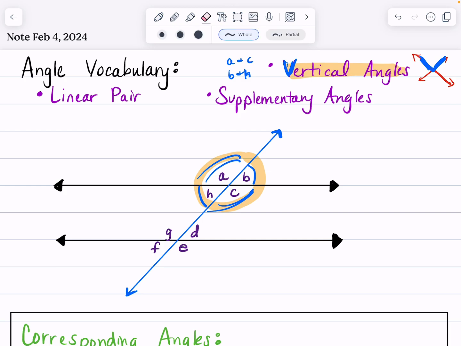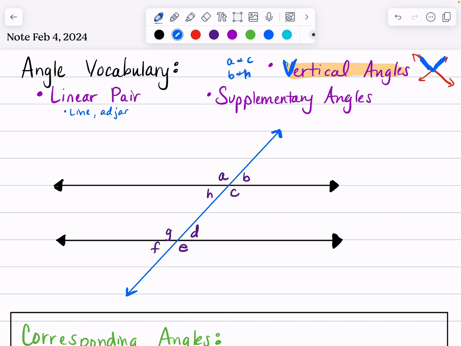All right, if we continue this fun journey, let's talk about a linear pair. A linear pair must be on a line, and the angles must be adjacent, meaning they have to touch. There are quite a few here if I were to highlight: AC, BC, GF, DE, and then I could switch directions, AB, CH. All of these are linear pairs because they are sharing a side and they are side by side.